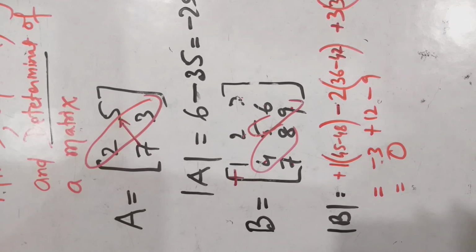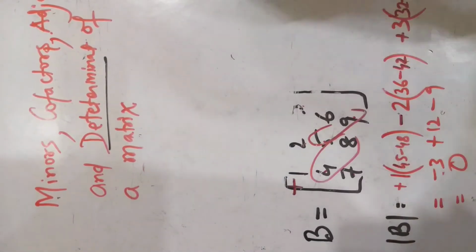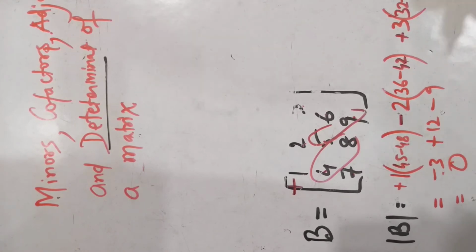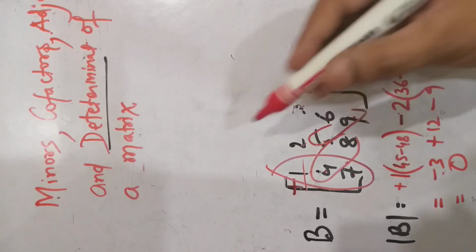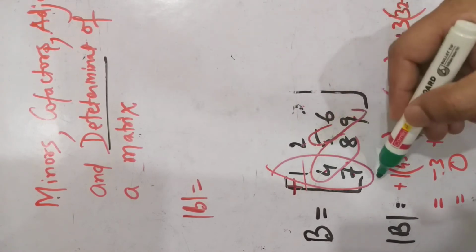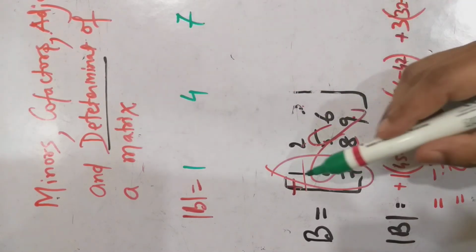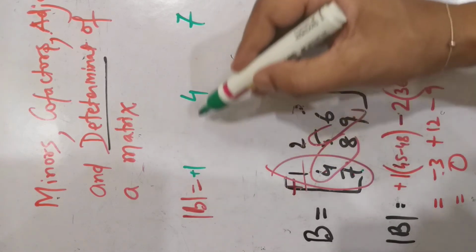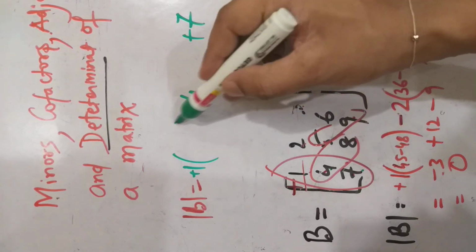Similarly, the same answer can be found using some other row or column. I'll just show you here. Say instead of row 1 I choose column 1: 1, 4, 7. I am finding determinant B, and we are using a green pen. We expand along 1, 4, 7 with signs plus minus plus. Use the bracket.